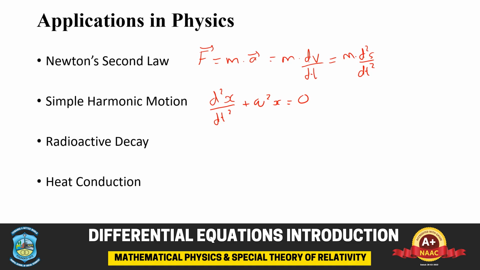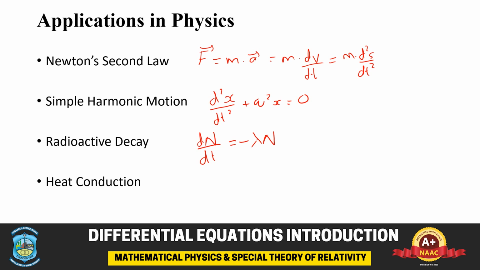The third application is radioactive decay. Radioactive decay is related to the decay of neutrons in the radioactive phenomenon. This law is governed by dN by dt equals minus lambda N, where the rate of decay of the population of neutrons is directly proportional to the available population of neutrons.